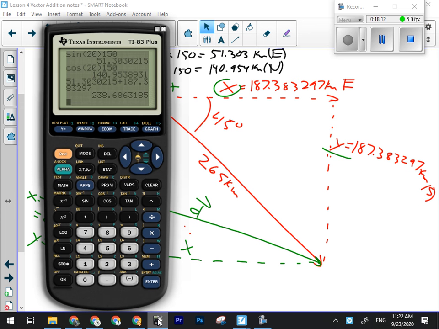Okay, so we'll take our 140.953 and subtract our 187.832. Okay, so we're looking at 46.879 kilometers south.